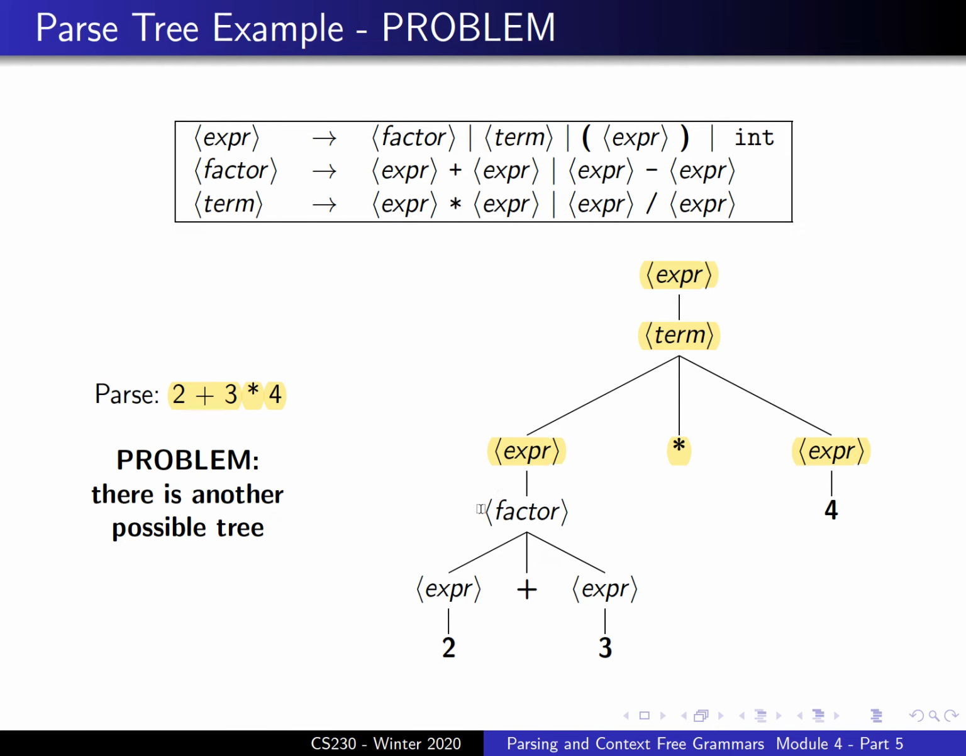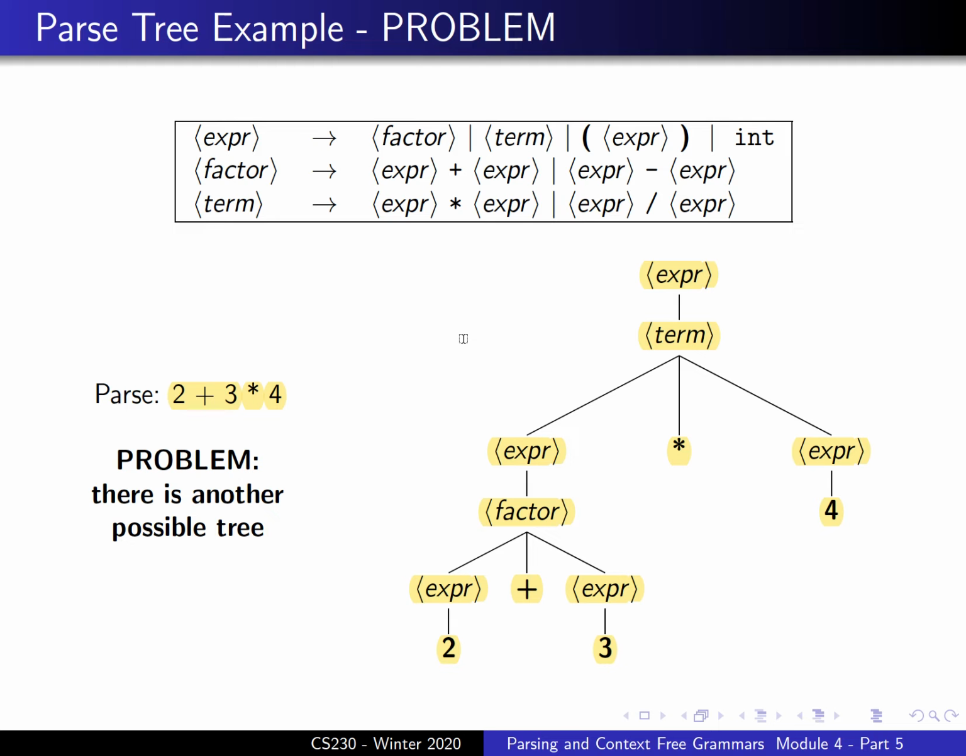Well, 2 plus 3 is an expression because we can write that as a factor, which is an expression plus an expression. An expression can just be a number like 2, and an expression can be a number like 3. And then we just have this 4 expanded on for the final expression over in this part of the tree. So here we have two different parse trees being generated from the same grammar.